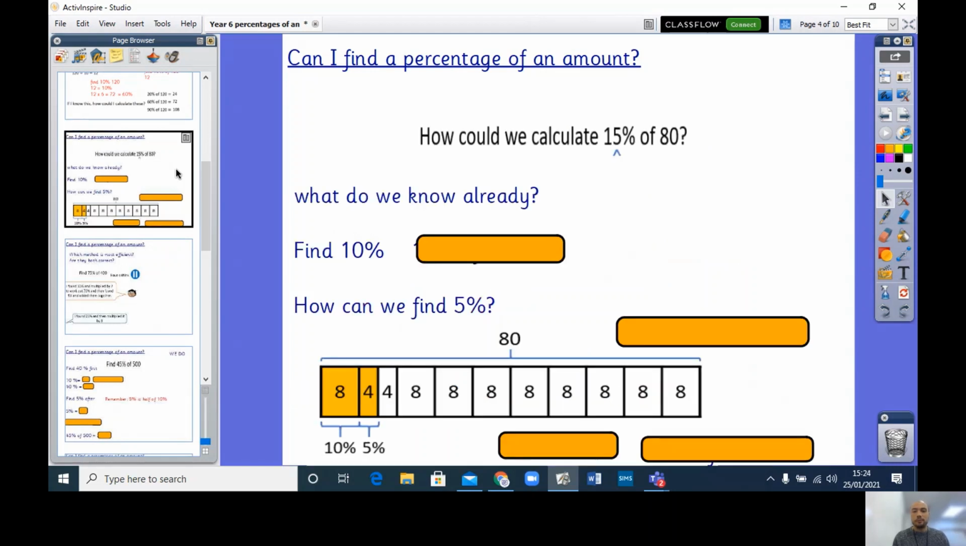Let's have a look at the next question. How could we calculate 15% of 80? Well, let's find out what we know already. Let's find 10% first.